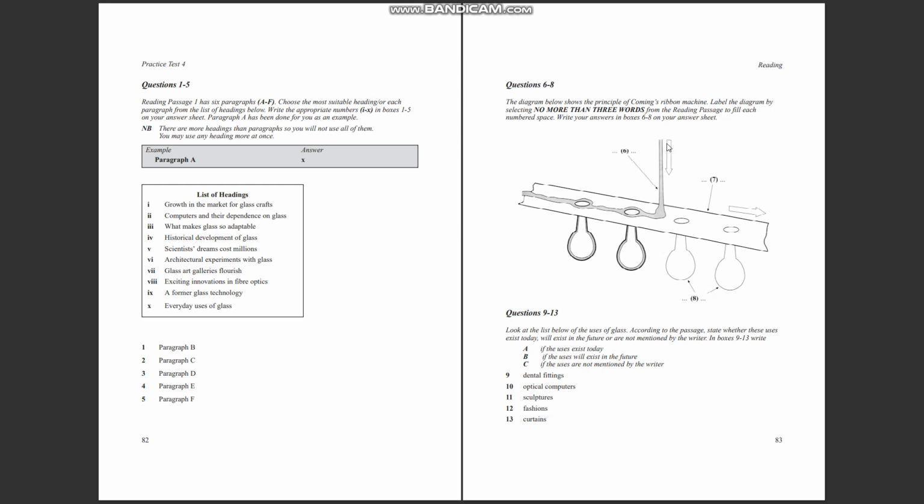And this is something about something passing through a pipe kind of structure. It may be something liquid, and then we have some kind of structure over here, and then this might be some kind of a balloon, a bulb or a mold kind of thing. And then in the next part of the questions we have some words and we have to mention in front of them: A, if the uses exist today. B, if the uses will exist in the future. C, if the uses are not mentioned by the writer. So these are going to be easy to find, right?